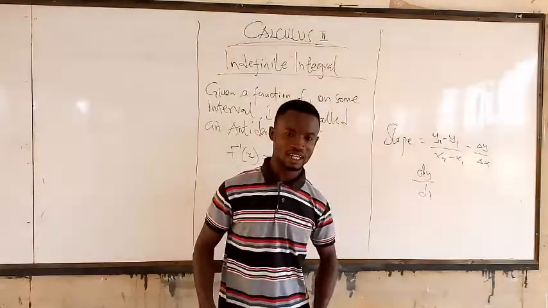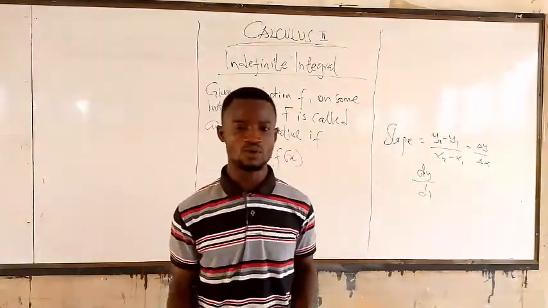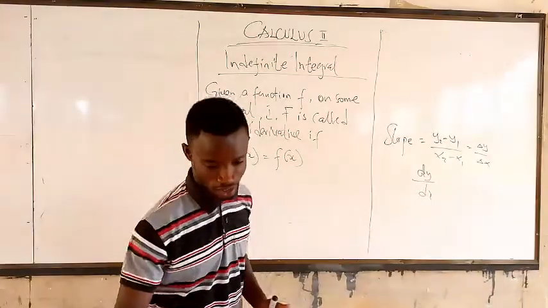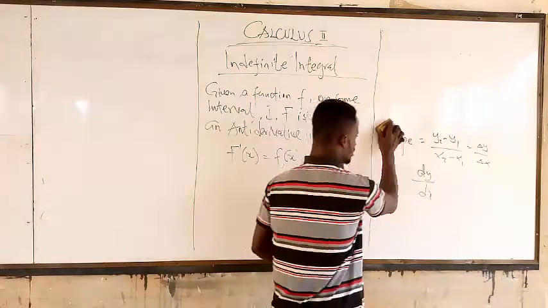So we are done with this concept in Calculus 1, and all that we do in Calculus 1 is about finding the slope of a given function.